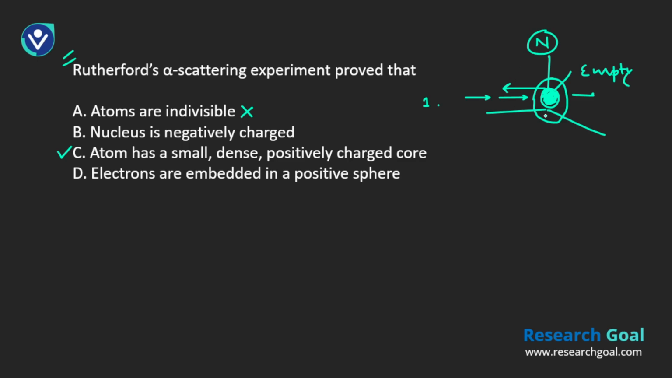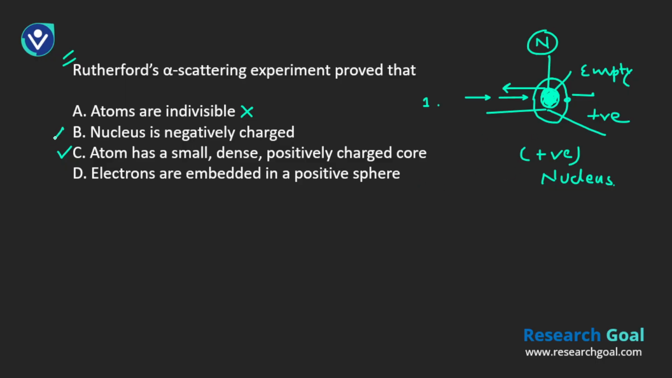You can have multiple particles inside the nucleus as well. At that time it was not proved, but it was shown that you have a very strong core. In the second option, the nucleus is negatively charged, which is not true. The nucleus is known to have a positive charge. The atom has a small, dense, positively charged core, which is our nucleus. And electrons embedded in a positively charged sphere is incorrect because they are revolving around the nucleus.